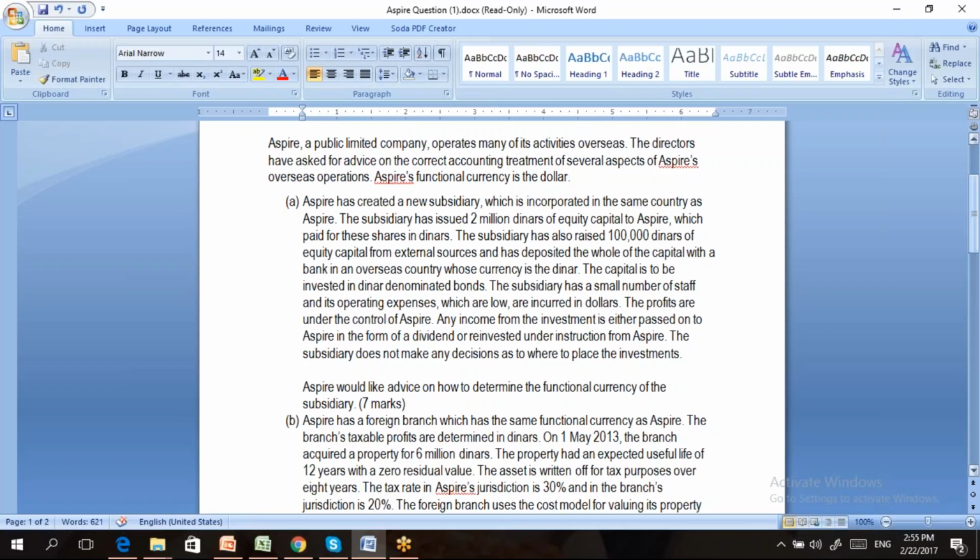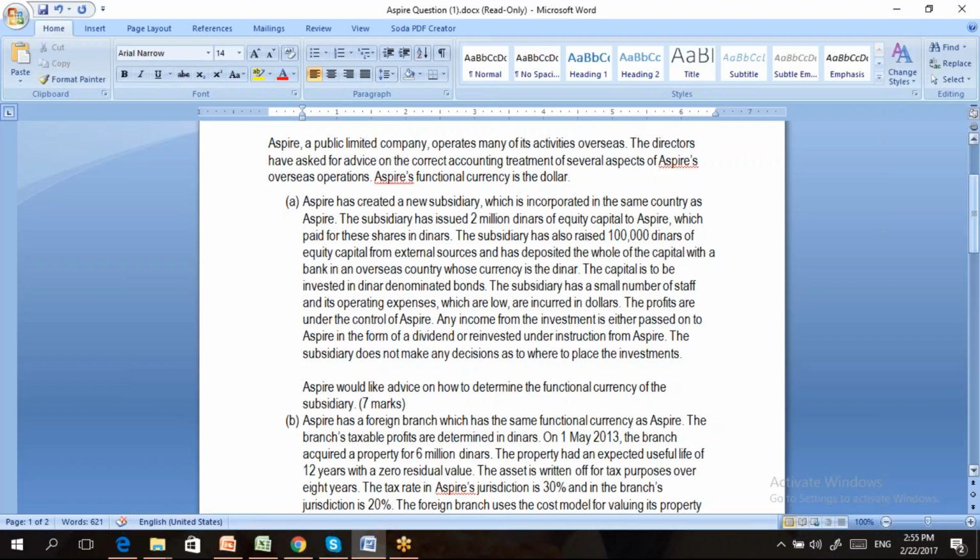Exactly. Although with ACCA, because they have not asked a very specific answer, after giving all the guidance, we must say, therefore, the most likely functional currency that would appear here should be dollars. So that is what we should be looking at.